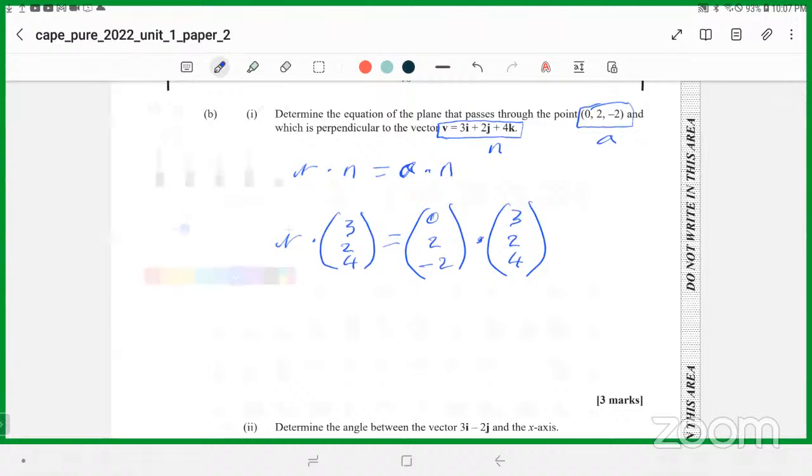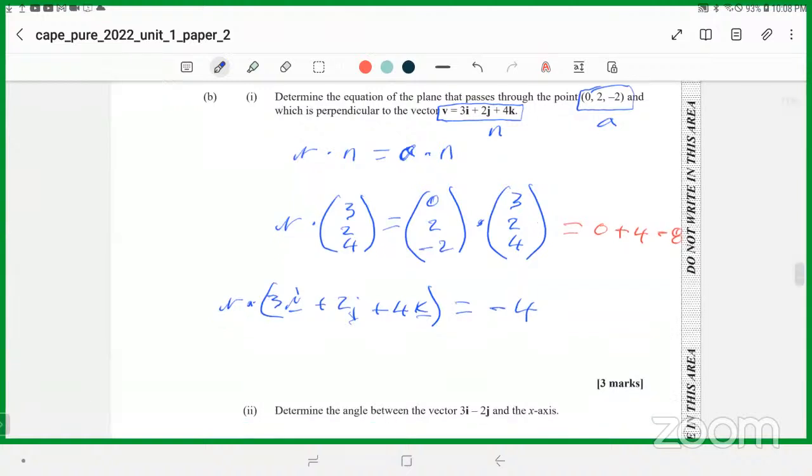So we can just work out what this is right here. This time this is 0, this time this is 4 plus 4, and this time this is minus 8. So because they gave me the vector in ijk format, I'm giving it back in ijk format. This becomes r dot 3i plus 2j plus 4k equals this value out here. What does it work out to? It works out to negative 4. That is it. That's the equation of the plane.